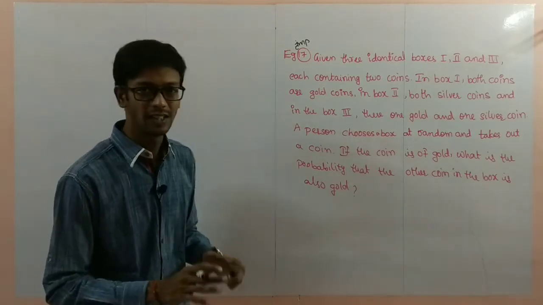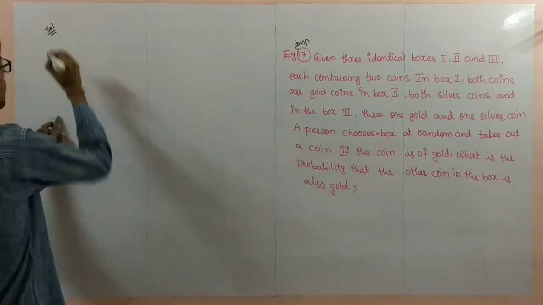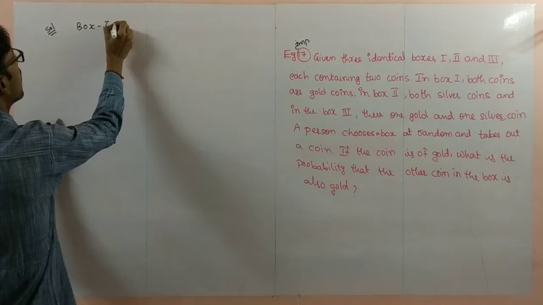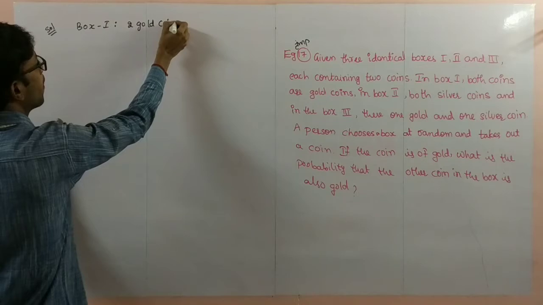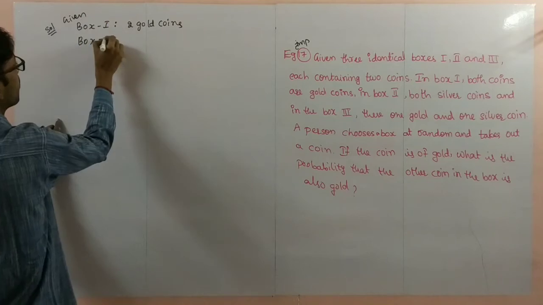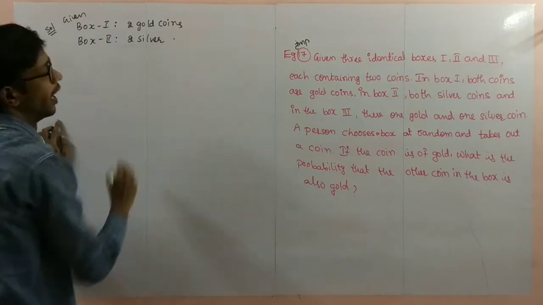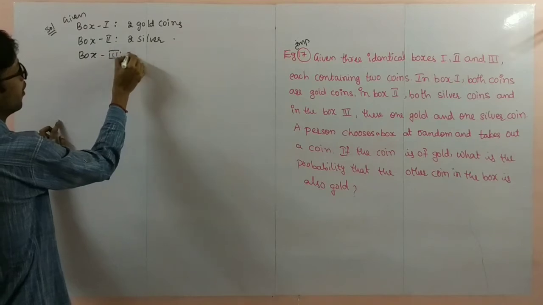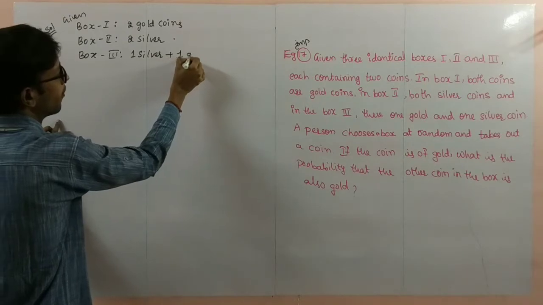So it is asking this. First I'll write the given things here. Box 1 containing 2 gold coins. Box 2, 2 silver coins. Box 3, 1 silver plus 1 gold.